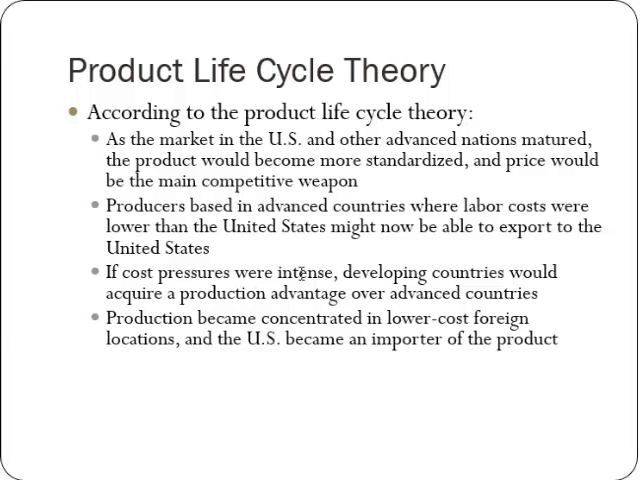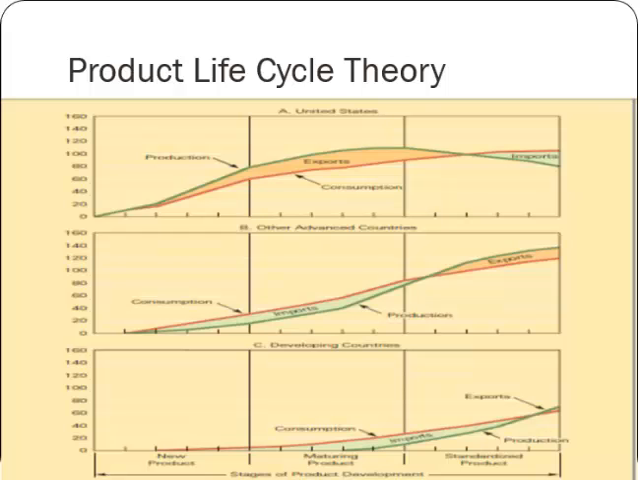And if cost pressures were intense, the developing countries would acquire a production advantage. It costs a lot less money to produce something in China than it does in the United States because the workers get paid less. Their currency is worth less. And it becomes a lot easier for them to develop. And therefore, production becomes concentrated in lower cost locations and the U.S. becomes an importer. So whereas the U.S. originally might have been an exporter of a tablet or a smartphone or a computer, eventually it becomes an importer because countries in which it can be produced can produce it for cheaper.